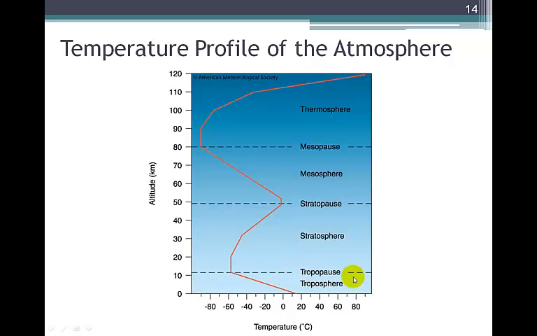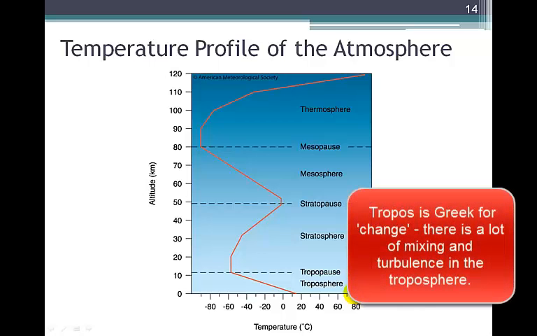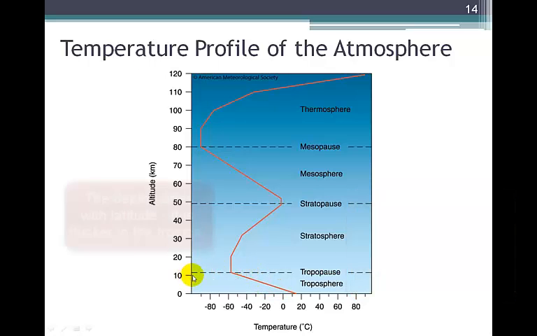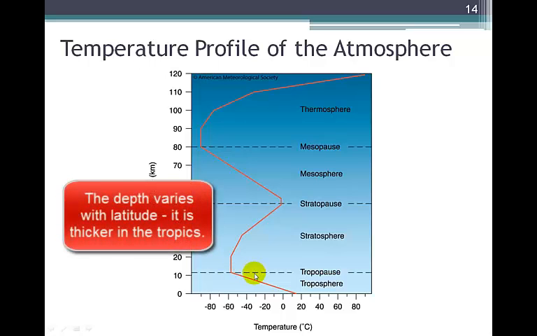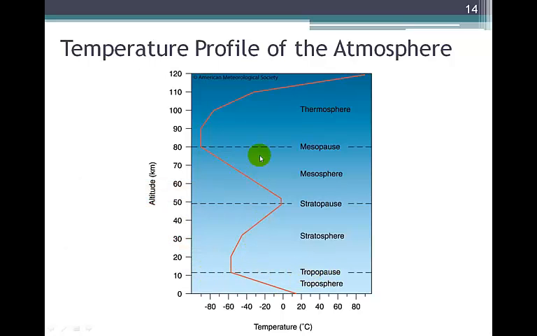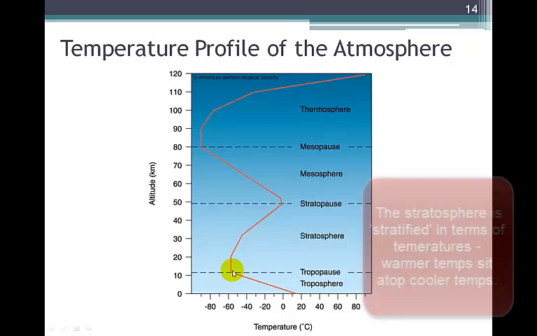So the first layer here is the troposphere. And the troposphere is where the temperature is decreasing as we go up in elevation to about 11, 12 kilometers into the atmosphere. And we reach the end of the troposphere, which we call the tropopause. The end of each of these layers has the word pause. So the tropopause is where things start to change, and we get into the stratosphere.